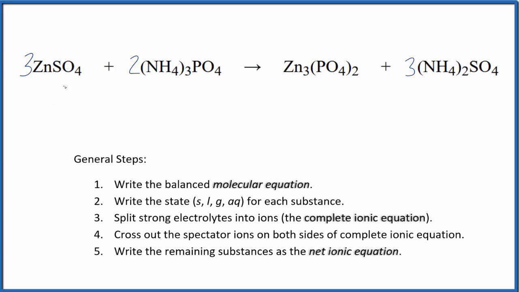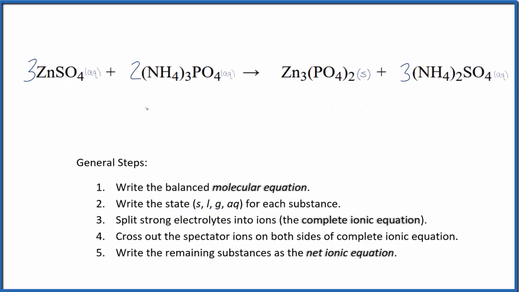To write the balanced net ionic equation for zinc sulfate plus ammonium phosphate, we first need to balance the molecular equation. This is the molecular equation. There's a link in the description of this video if you need help balancing the molecular equation. After we have the molecular equation balanced, we write the state for each substance based on the solubility rules.